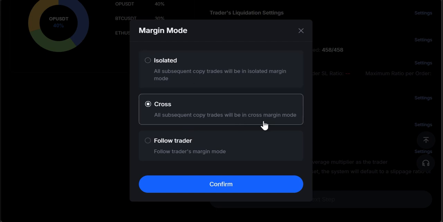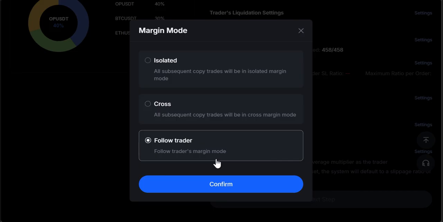specific trade. Cross margin means all available balance of the corresponding margin account will be deployed to meet maintenance margin requirements and prevent liquidation. This is riskier because your entire balance is at stake. If you select follow trader, you will follow what's the setting on your copy trader.